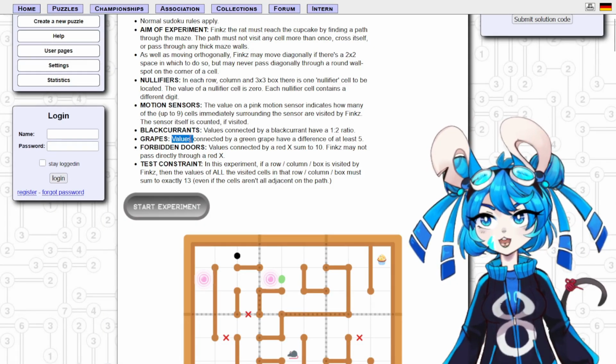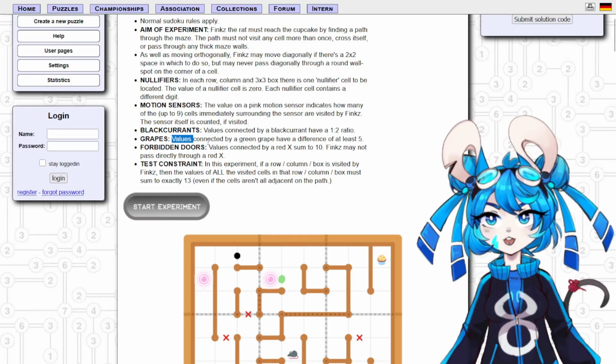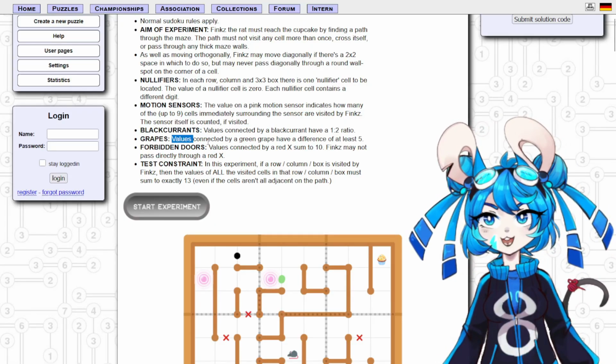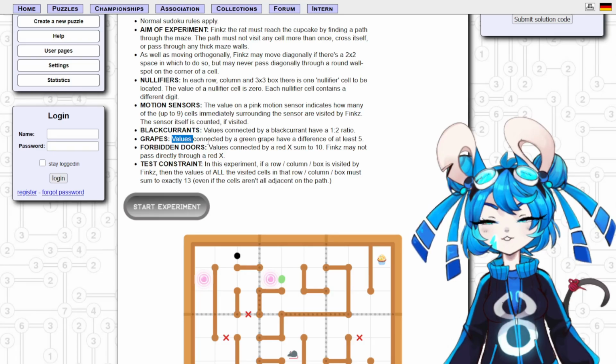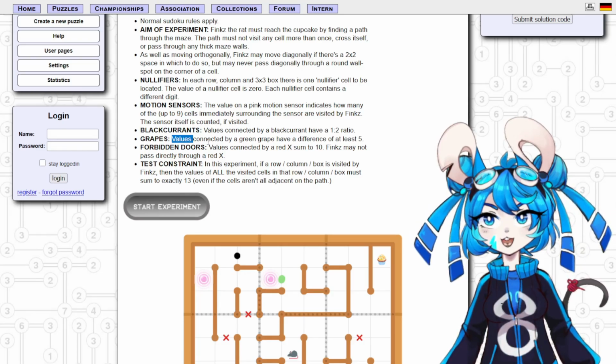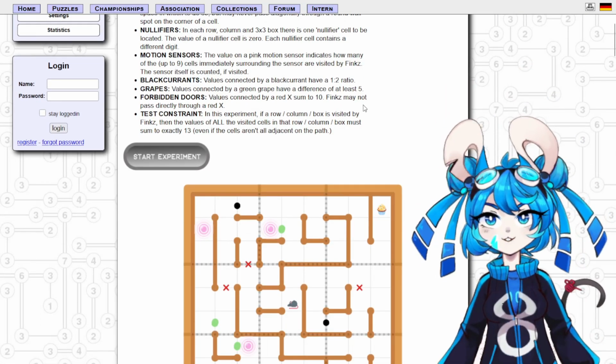However, for a grape, values connected by a grape have a difference of at least 5, which means then that we can have a 5 to 0. Normally, you would skip 5 because the greatest difference would be 4 to 9 and 1 to 6, but if you have a 0, then you can go down to 5 as well. But that's if the nullifier is next to a grape.